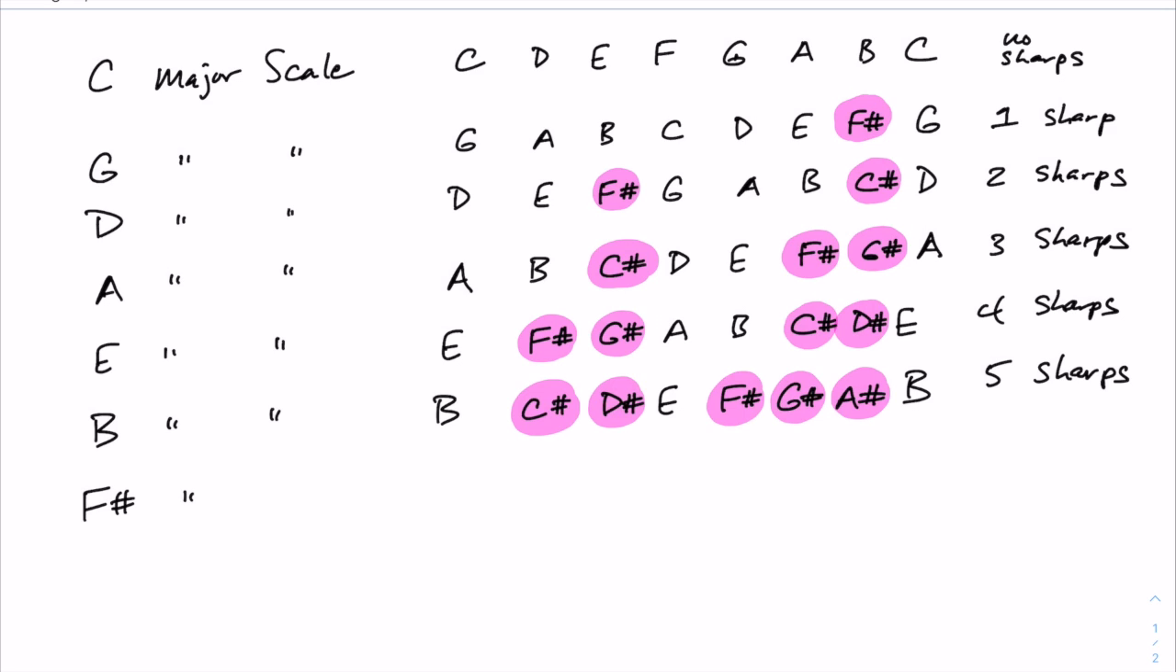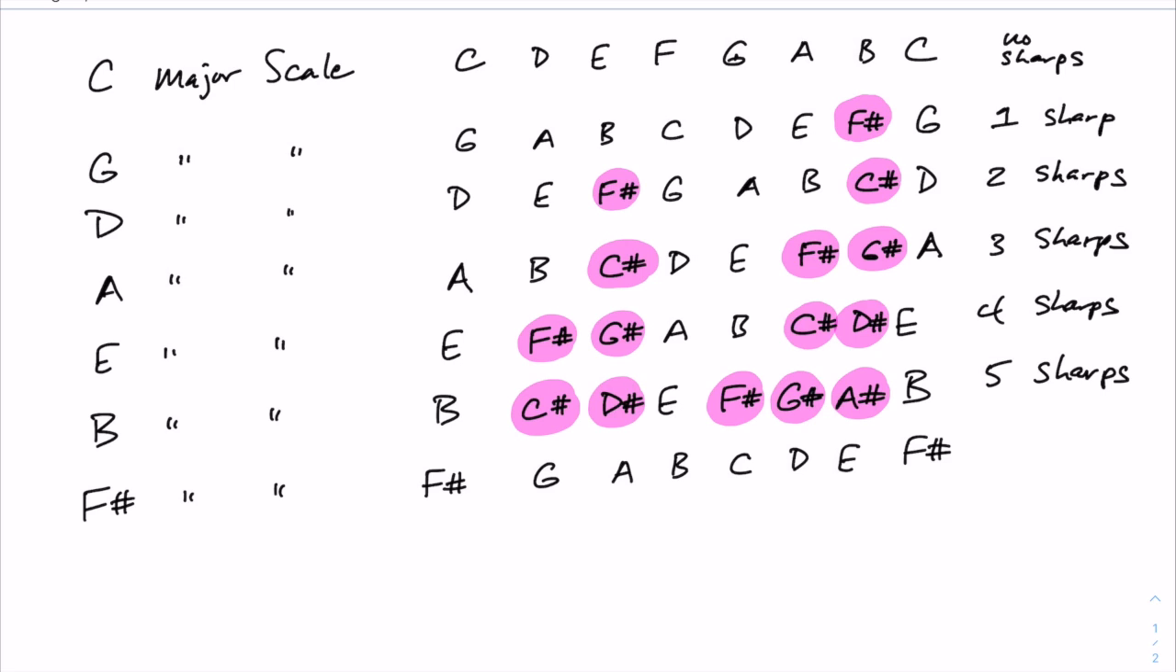The 5th note of the B major scale is F sharp. So the next major scale is the F sharp major scale. Now we can use the same method here. Just say G, A, B, C, D, E, F sharp. Well, we already have the F sharp from the G major scale.